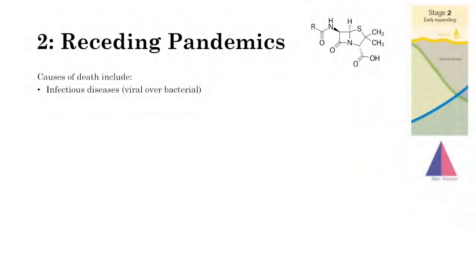Moving on to stage 2, we have receding pandemics, and you can probably assume that means our international pandemics are decreasing, and that is something that we see here. Remember, in stage 2, the natural increase rate is high because we're seeing exponential population growth. Birth rates are high, and death rates are decreasing exponentially. We see mortality rates fall. Now, we still see people dying of certain conditions like infections. Typically, when they die from infections, it's due to viral infections like the flu over bacterial infections because of advanced sanitation and medication that can be used to treat bacterial infections.